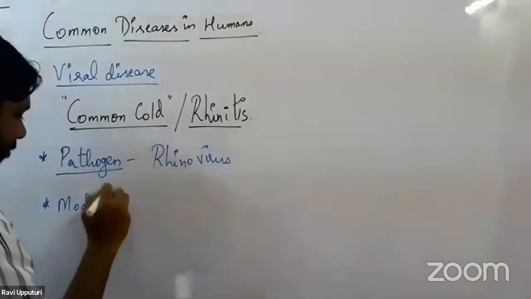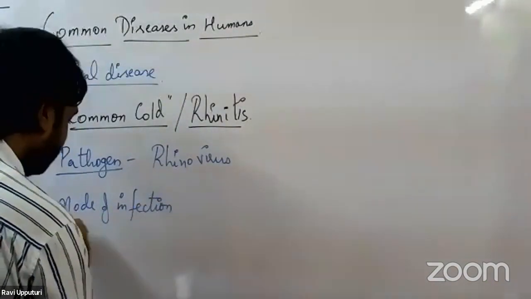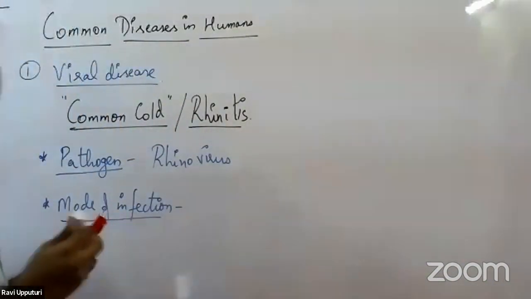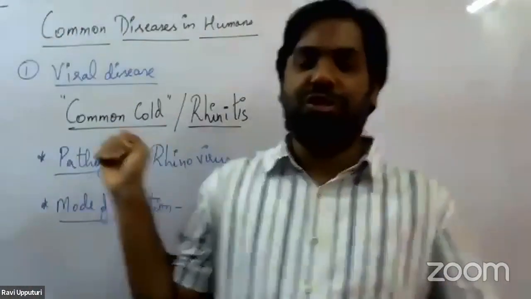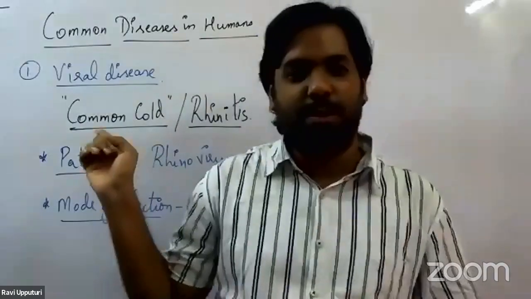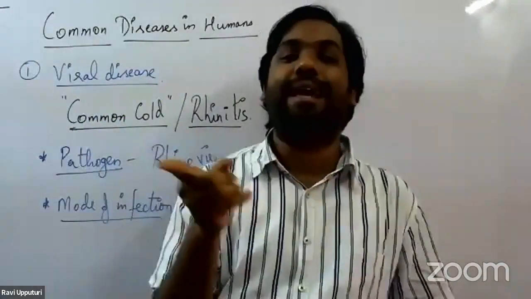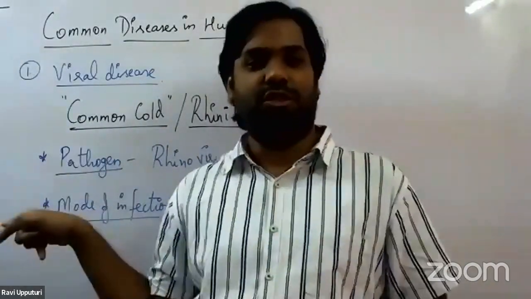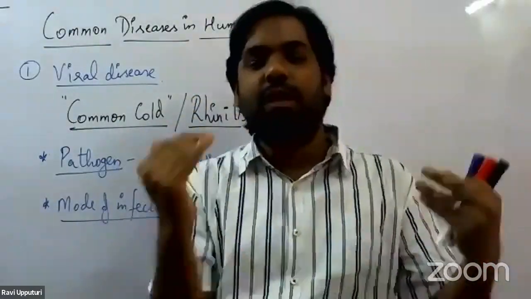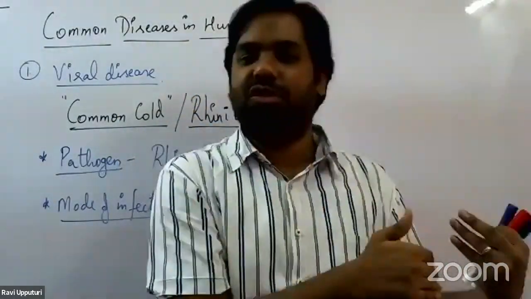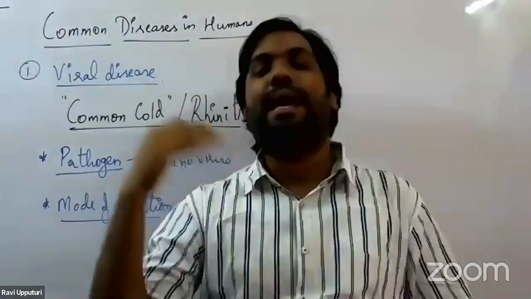Next, what is the mode of infection of this organism? What do we mean by mode of infection? How does this organism spread from person to person? We know that it is a contagious disease, right? Yesterday we saw what we mean by a contagious disease. Any disease which is spread from person to person through direct contact, we call a contagious disease. So it falls under the category of infectious disease, and under infectious disease, it falls under the category of contagious disease. It spreads from person to person through direct contact.